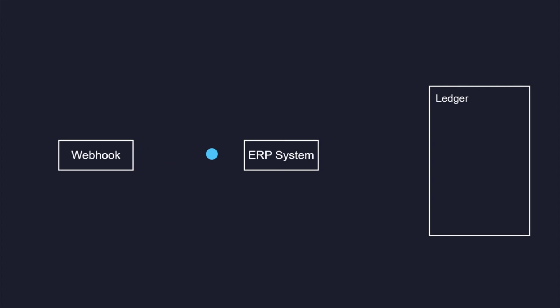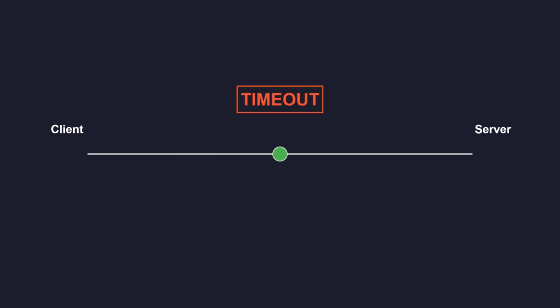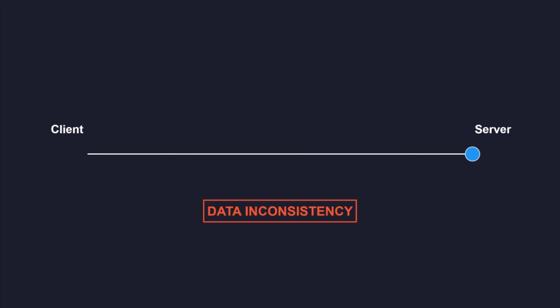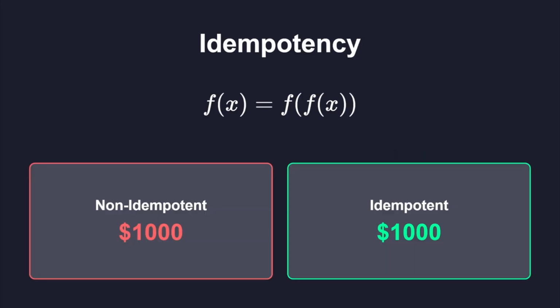A single retried webhook delivery can trigger multiple database inserts, creating phantom inventory or duplicate ledger entries in your enterprise resource planning system. Network timeouts often lead clients to retry requests that the server has already processed, resulting in inconsistent states across your distributed IT architecture.